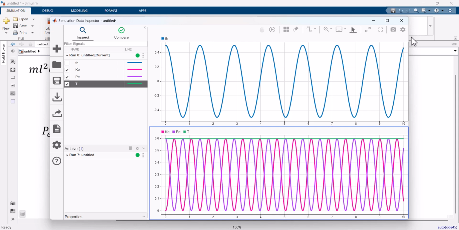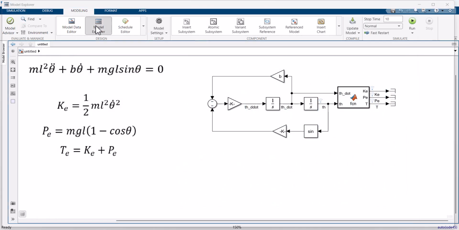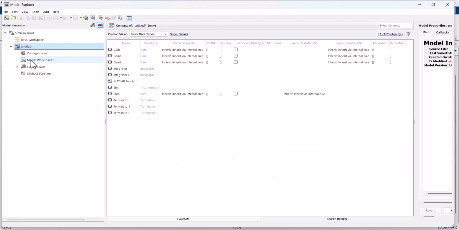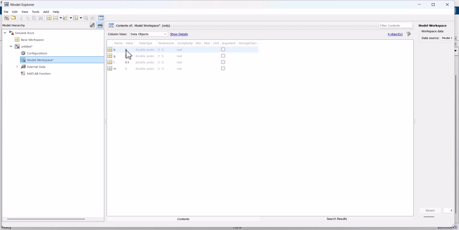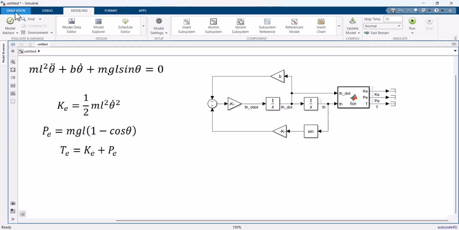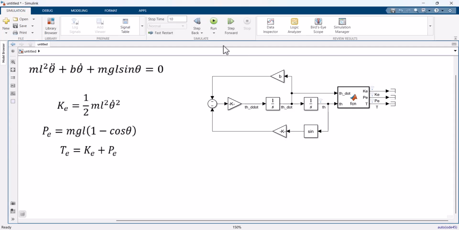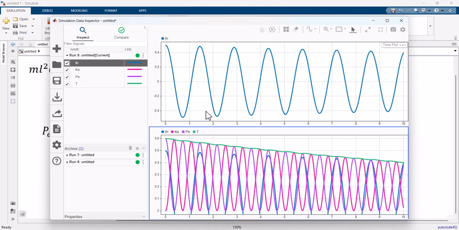Okay, so now let's add the damping effect. So I'm going to close it, go to the modeling tab, and in the model explorer, in the model workspace, now I can make this B maybe 0.01. Let's see what effect this has. I've simulated it once again and I'll open the data inspector. And now you can see that the total energy is decreasing and the oscillations are dying out. But still, the pendulum is swinging.